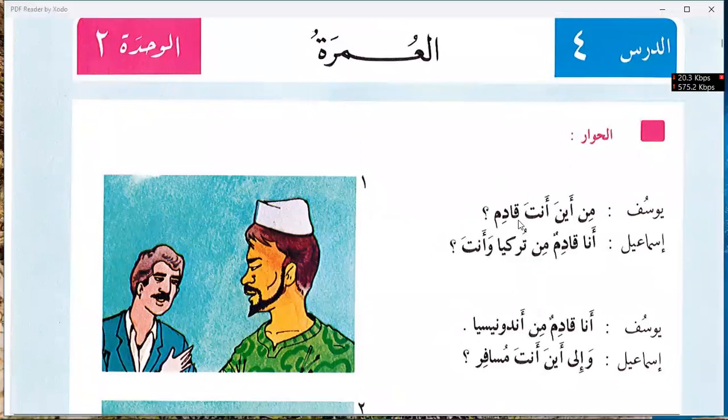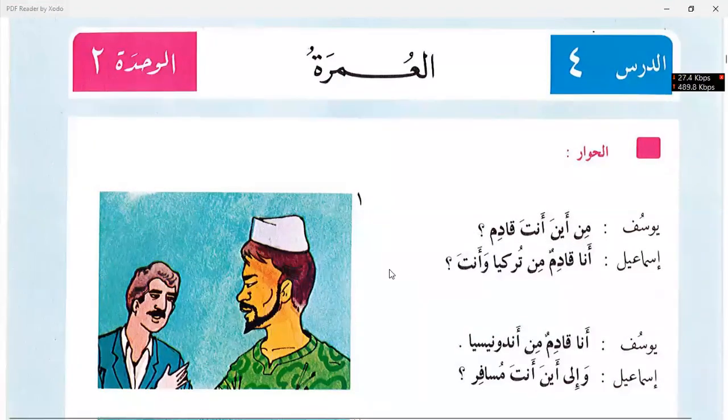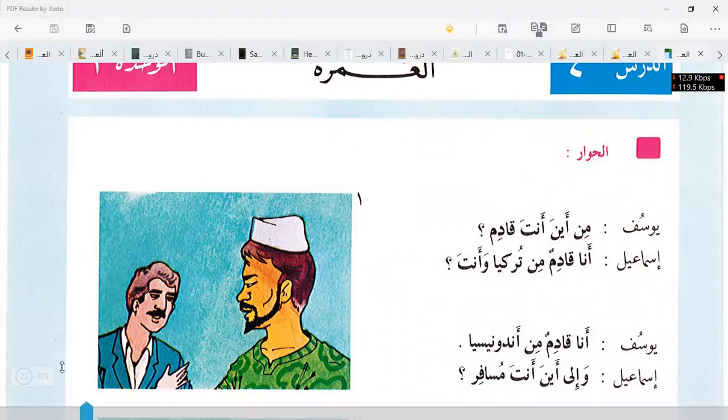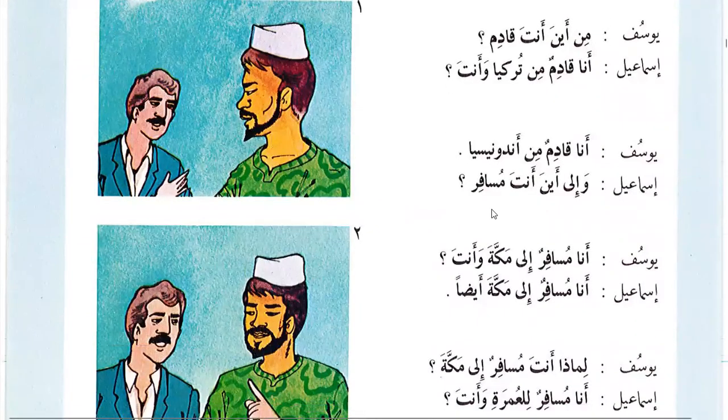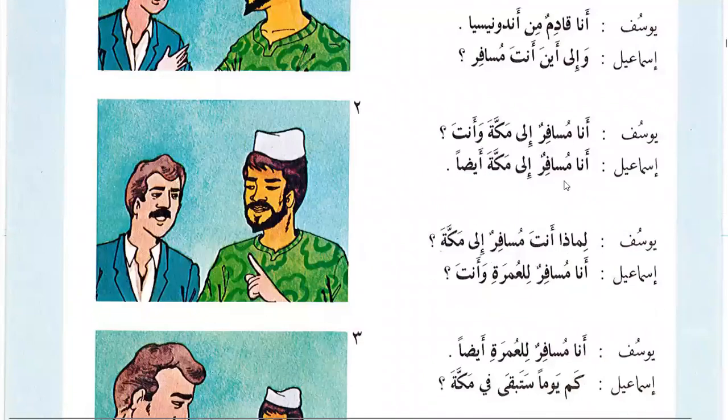Where are you coming from, Ismail? أنا قادم من تركيا. I am coming from Turkey. وأنت, and you? Yusuf: أنا قادم من بنغلاديش. أنا قادم من إندونيسيا, I am coming from Indonesia. وإلى أين أنت مسافر? And where are you traveling to? أنا مسافر إلى مكة. وأنت, and you? أنا مسافر إلى مكة أيضا. I am also traveling to Makkah.